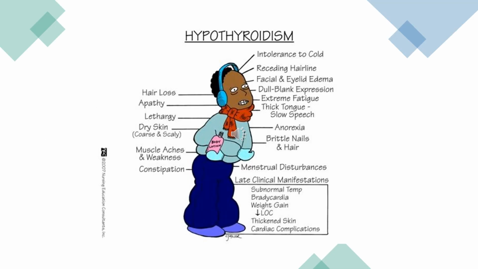Here is our person with hypothyroidism. This is extremely common. You'll see this a whole bunch, especially in the elderly, as we have a change in function from our endocrine glands as we get older. They have an intolerance to cold, receding hairline, some facial and eyelid edema, hair loss, apathy, lethargy, dry skin, anorexia. There's a bunch of signs here. I would absolutely know for your exam the difference between hypo and hyperthyroidism.